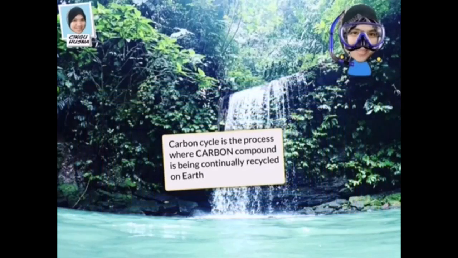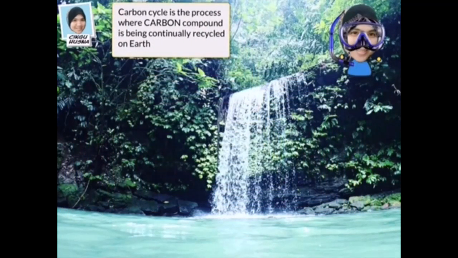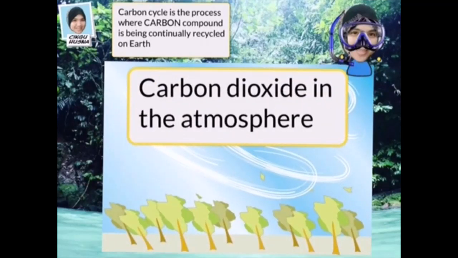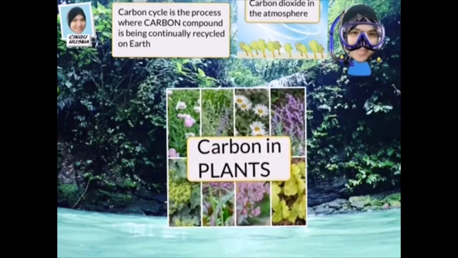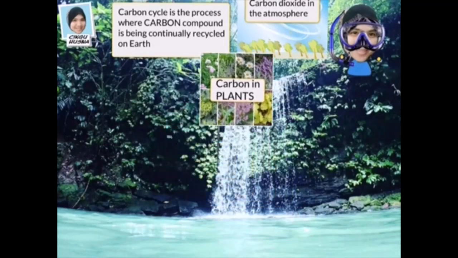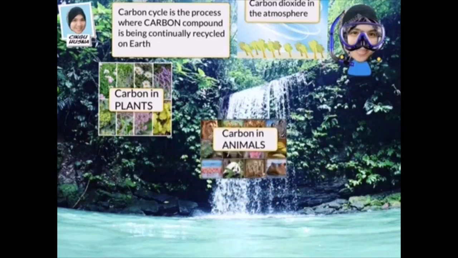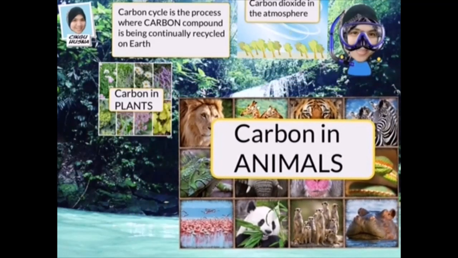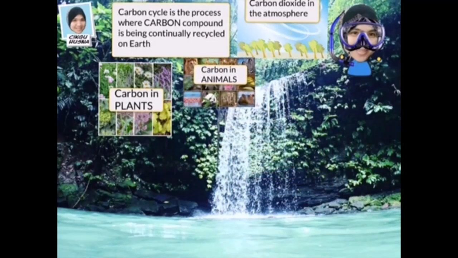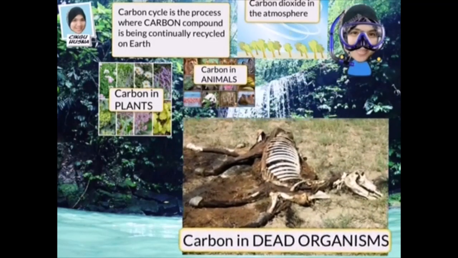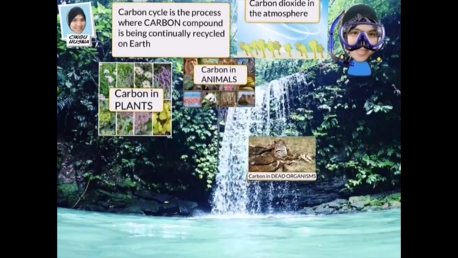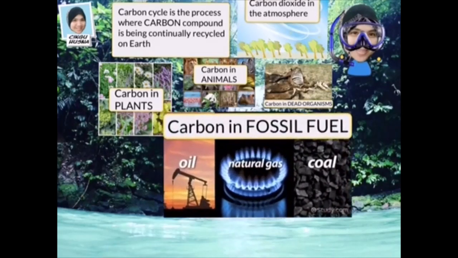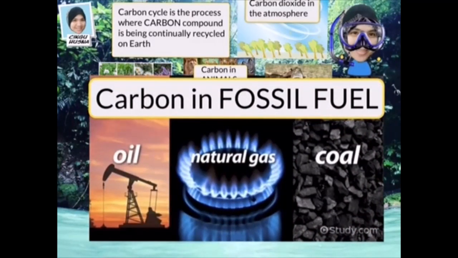So where can we find carbon compound? Carbon compound, we can find them in the air. So the carbon compound is in the form of carbon dioxide in the atmosphere. And then you can also find carbon compound in plants. And also we can find carbon in animals, in any living animals. And also we find carbon compound in that organism, in that plant and that animal. Okay? And lastly, carbon compound is also found in fossil fuel.